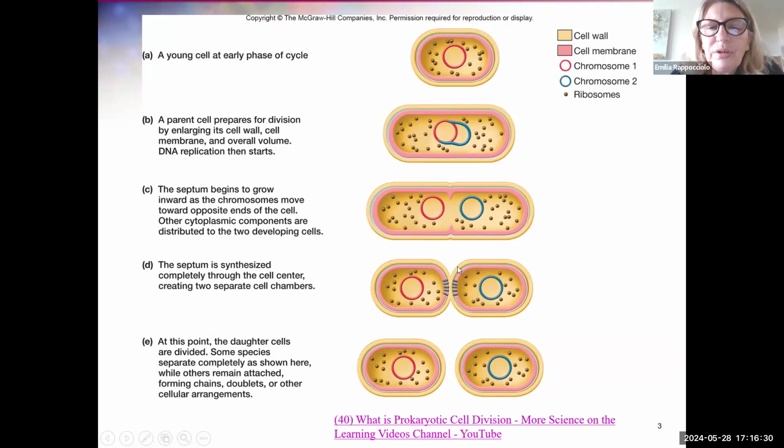Then you have new cell wall that is built, and then you have the separation of the 2 cells. Now, this separation doesn't happen all the time. You remember, again, in the first lecture, we talked about the cells that stay attached to one another. And you can have Diplococcus, you can have Streptococcus, you can have Staphylococcus. When those arrangements take place, it is because there is no complete separation of the 2 cells, and they stay attached to form maybe a chain in the case of Streptococcus.